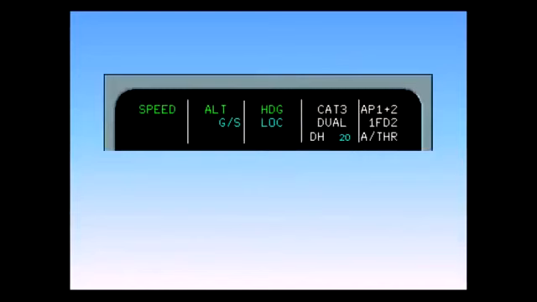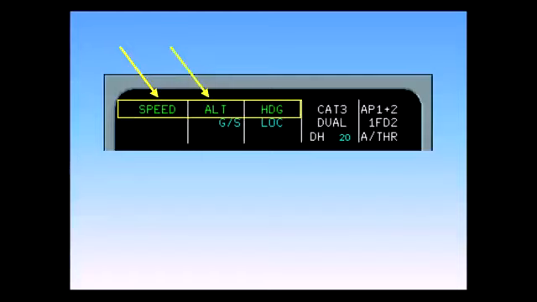The first line displays the engaged modes for the flight guidance system. In this example, the auto thrust is engaged in the speed mode. Thrust will be automatically adjusted to maintain the target speed. The altitude, ALT mode, is engaged for the vertical mode. The flight directors and autopilot will provide guidance to maintain altitude.